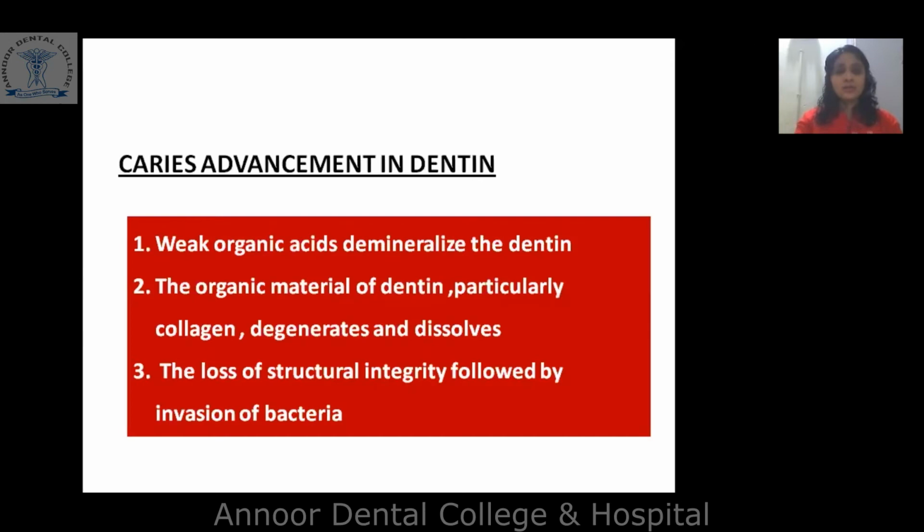Now, how does a caries advance in dentin? First of all, the weak organic acid demineralizes the dentinal layer. Secondly, the organic material of dentin, particularly collagen, gets degenerated and then dissolves. And finally, there will be loss of structural integrity followed by bacterial invasion.